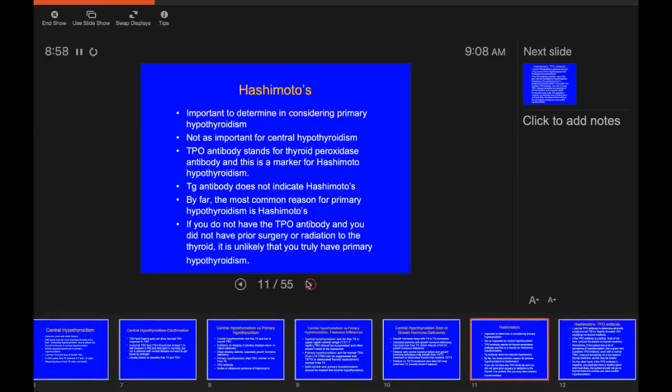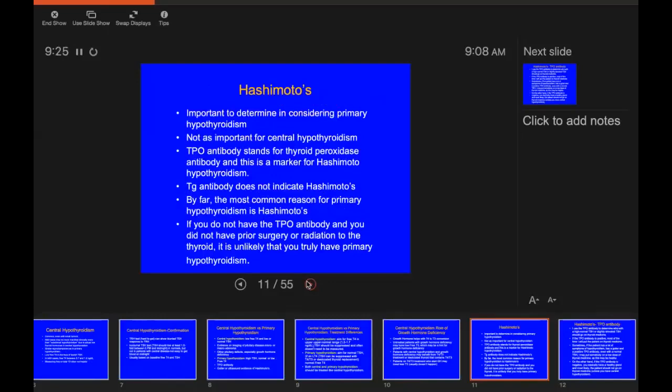So Hashimoto's hypothyroidism. Hashimoto's is very important to distinguish, to determine if you're considered a primary. Again, it's not so important for central because in central it's a disease of the pituitary, not a disease of the thyroid. TPO antibody stands for thyroid peroxidase antibody. This is a marker for Hashimoto's hypothyroidism. Some people measure the thyroglobulin antibody. That doesn't have anything to do with Hashimoto's. In general, I don't recommend that unless people have thyroid cancer.